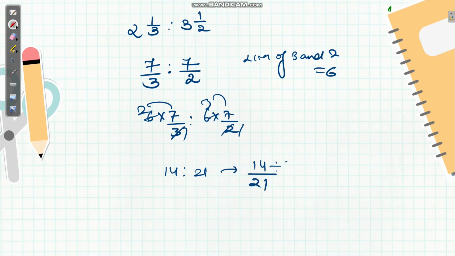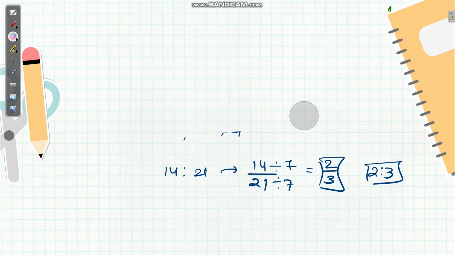Yes, by 7. You divide this number by 7, and we'll get 2 by 3. But you write it in the form of a ratio. So 2 is to 3 is the answer for this question. I hope this question was clear. So you can solve any type of question in the ratio. Just convert it, take the LCM, and then you can solve or find the ratio.